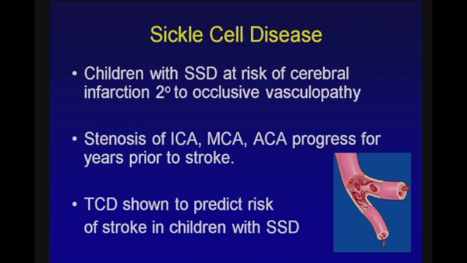A whole talk can be given on sickle cell disease. We know that children are at risk for cerebral infarction, and we know that stenosis of the internal carotid artery, middle, and anterior cerebral artery can progress for years prior to stroke. So it's wonderful that we can indeed assess for stenosis risk prior to the actual stroke occurring.